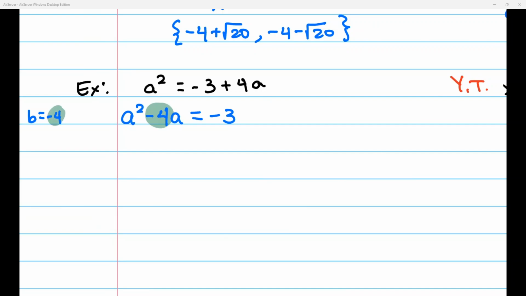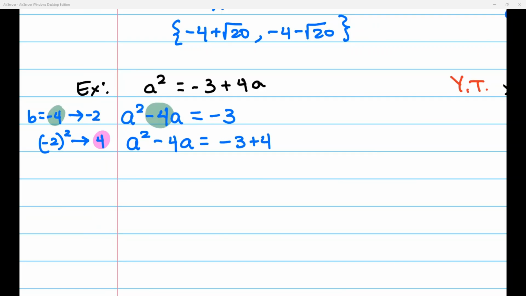I'm going to take that negative 4. I'm going to half it. That's negative 2. I'm going to square it. That's a positive 4. And 4 is going to be the number that completes the square. That is to say, 4 is the number I'm going to add to both sides. So I'm going to get a squared minus 4a is equal to negative 3 plus 4.